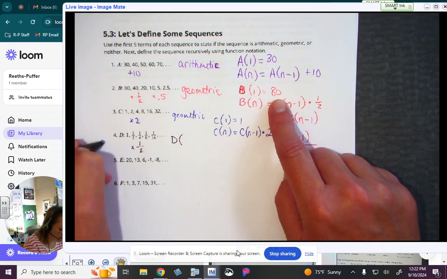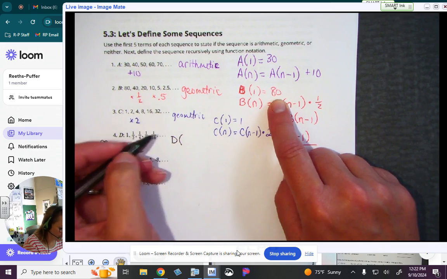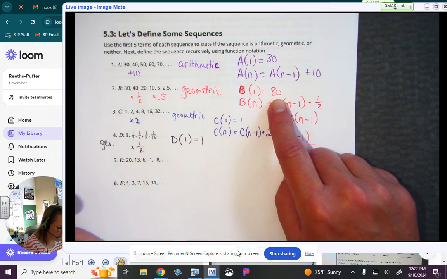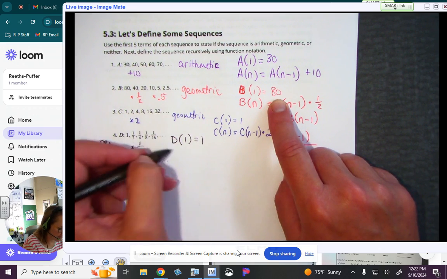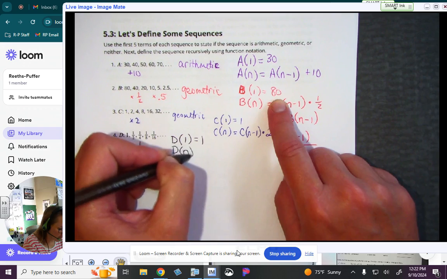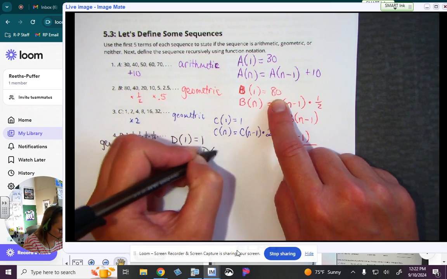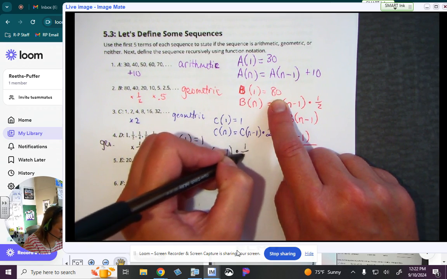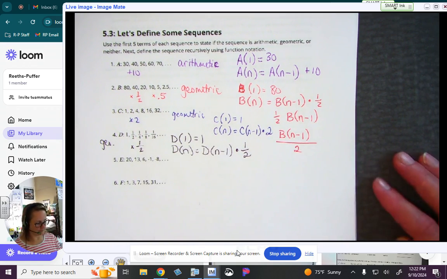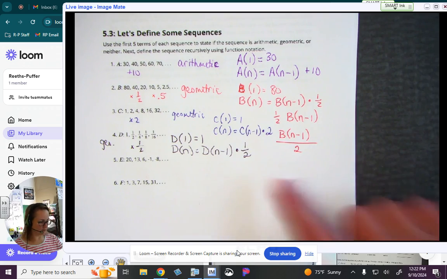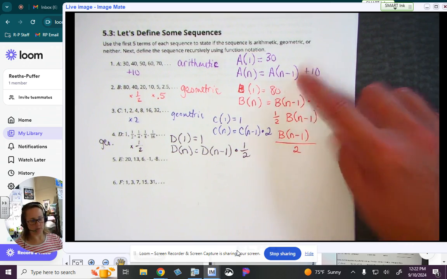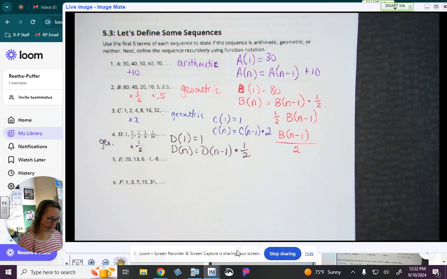Oh, this is geometric. D of 1 is what we're starting with. Then to find every term after that, we're going to take the term before it and multiply by 1/2. Notice all of our geometric ones use multiplication. Our arithmetic one uses addition. Good way to also tell that difference.